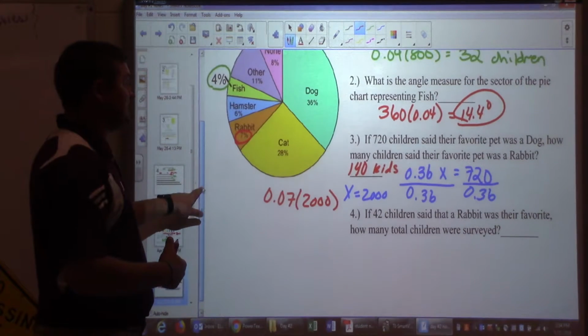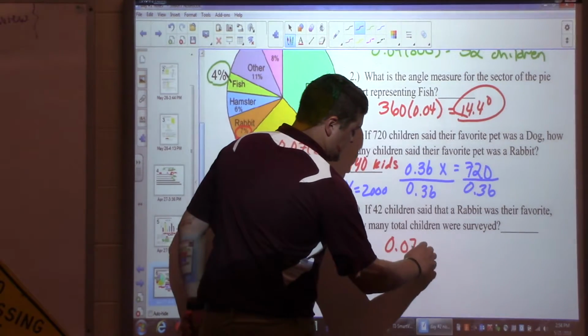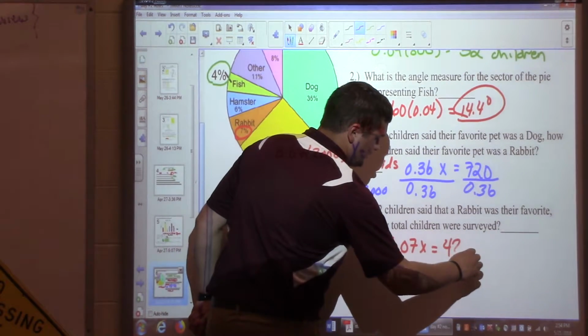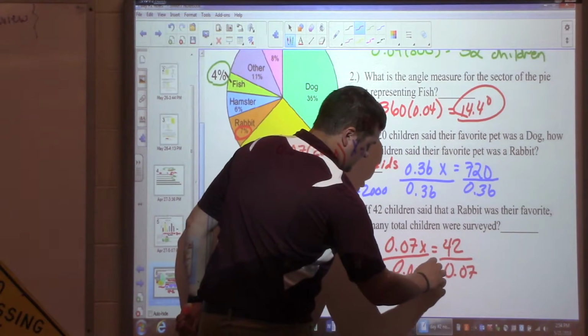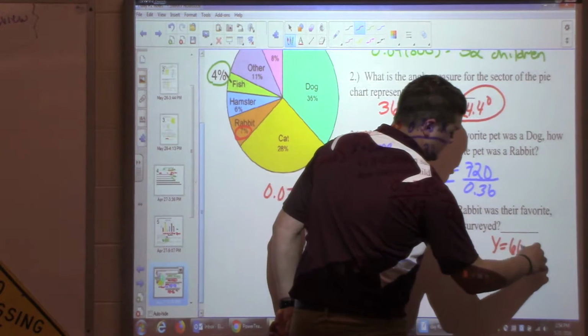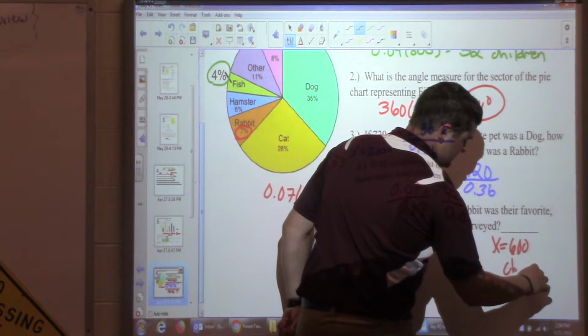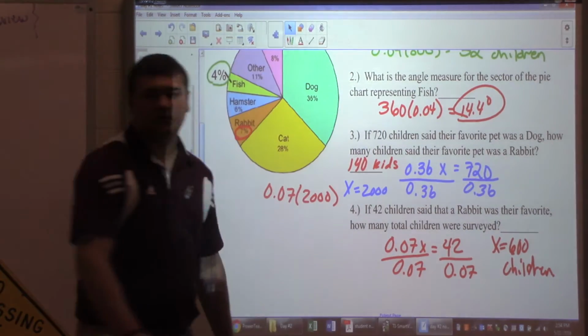Same exact way, we're going to flip it around, right? So 0.07 times x equals 42 and divide by 0.07. What do you get, Ryan? X equals 600 children. That's a lot. Perfect. Guys, any questions on that?